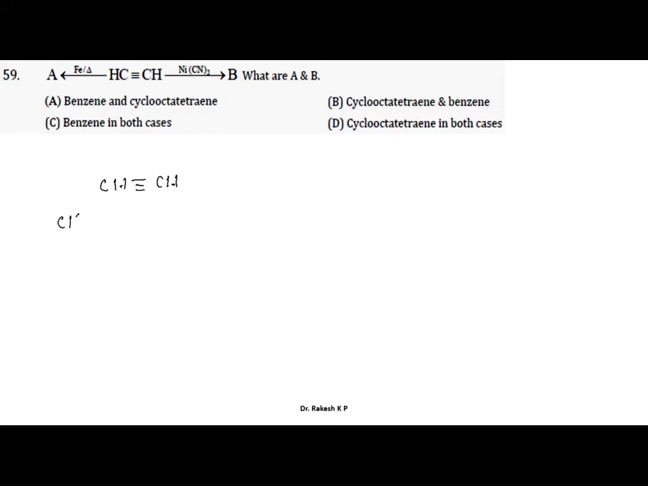reacts with the iron, that means at very high temperature, it undergoes cyclic polymerization. Suppose you use red hot iron tube, then this particular cyclic polymerization occurs, and finally we are going to get benzene. When the red hot iron tube is heated at around 803 Kelvin, we get this.